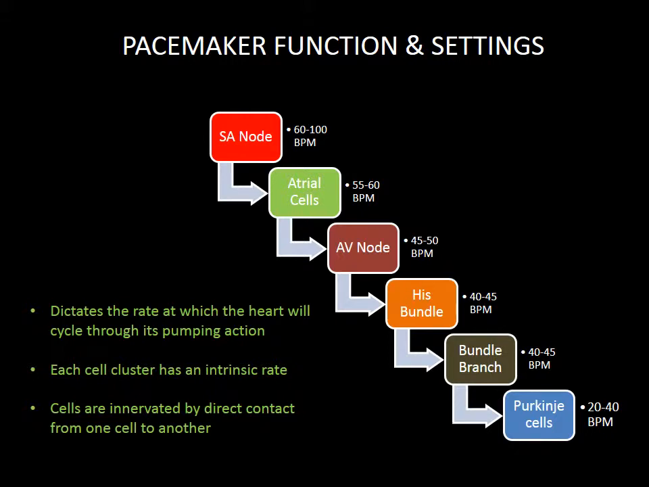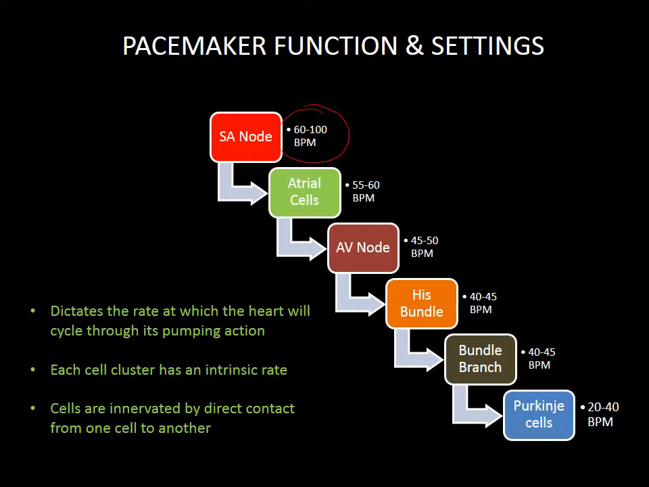So as we have mentioned in the previous slides, there are specialized cells whose function is to create an electrical impulse and act as the heart's pacemaker. The main area that fills this important function is the SA node. The main pacemaker paces at a rate of 60 to 100 beats per minute. So this is our main pacer, the SA node.